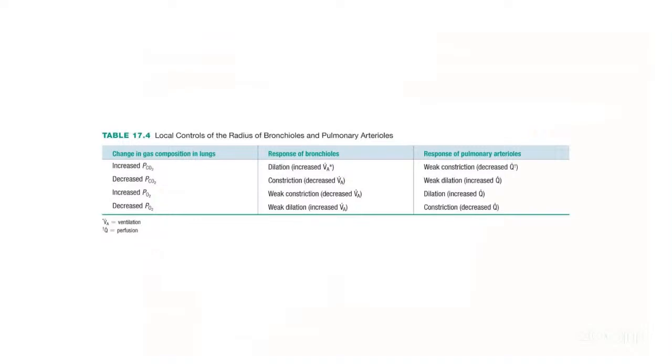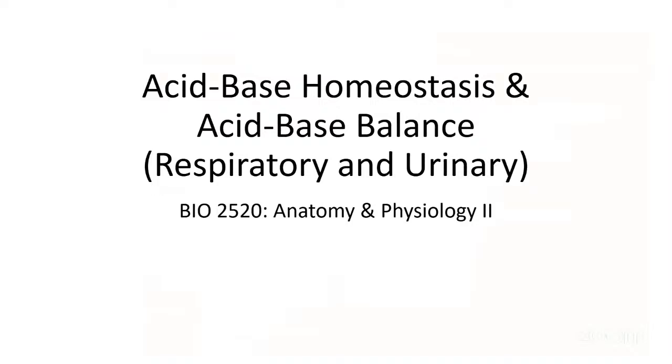We're going to dilate or constrict airways and blood vessels till we get there so that we're not putting blood somewhere it doesn't need to be or bringing air into places where we can't do gas exchange anyway. Okay. All right, so we're going to move on to our acid-base homeostasis.